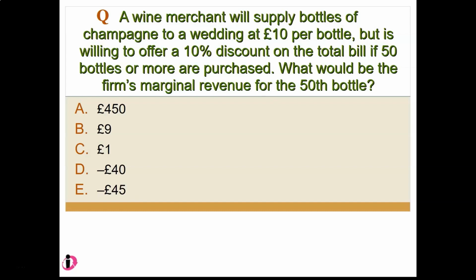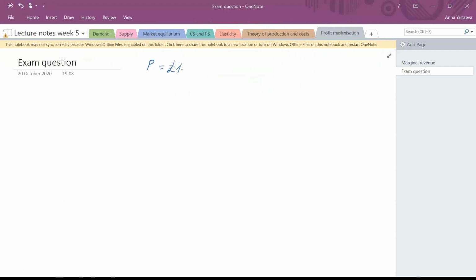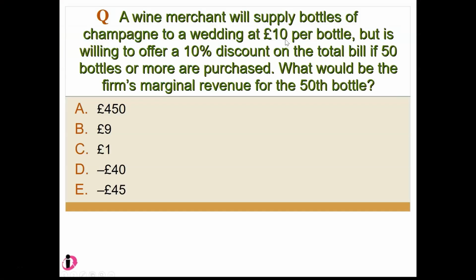Ready? Let's have a look how we can tackle this question. So what information is available to us? Original price is £10, but we are prepared to offer a 10% discount. Let's write this down. Price used to be £10, but the new price can be the original price minus 10%, i.e. £9. This is what we are prepared to offer, but this depends on the number of units purchased. We are supplying champagne at £10 for any amount up to 50 units. If 50 or more bottles are purchased, then the new price will come into play.